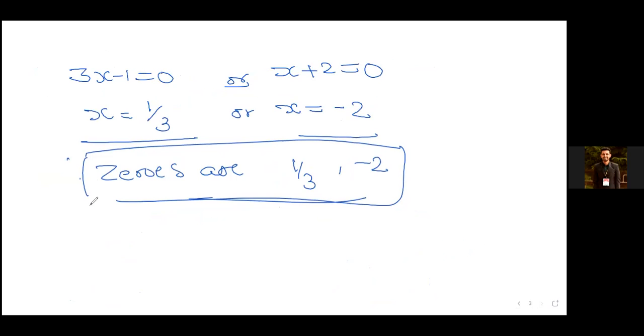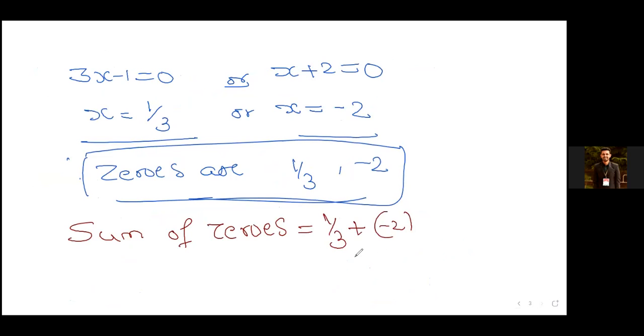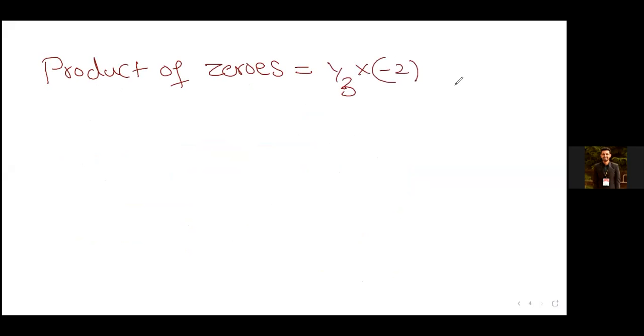For that, let us take the sum of the zeros first. Sum of zeros: 1 by 3 plus minus 2. What is the sum? It is minus 5 by 3. Got it? So this is the sum of the zeros. Similarly, the product of zeros: 1 by 3 into minus 2, it is minus 2 by 3, minus 2 upon 3.